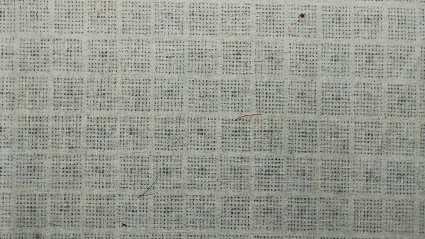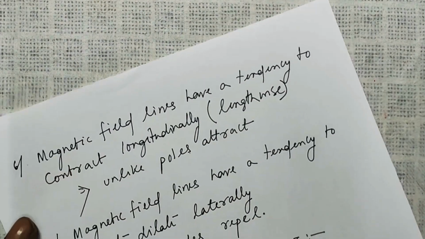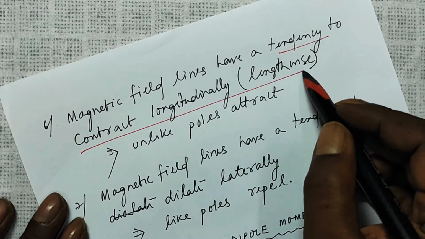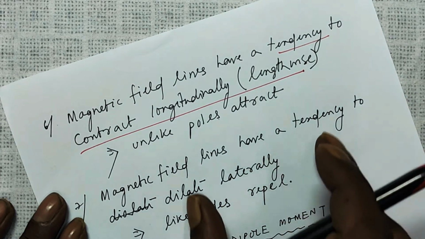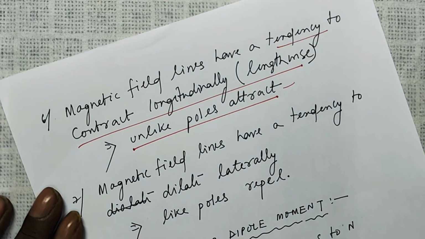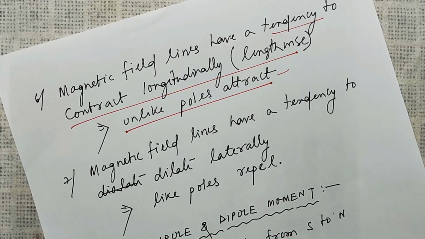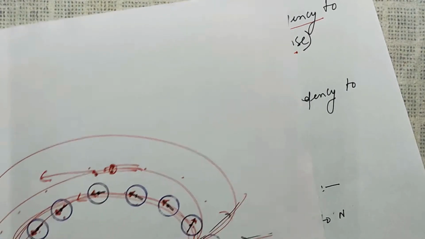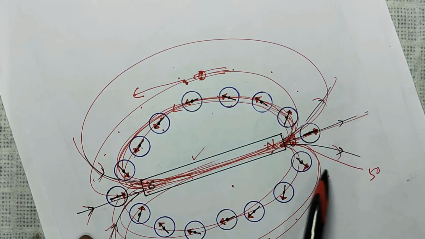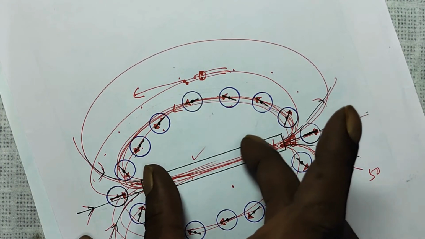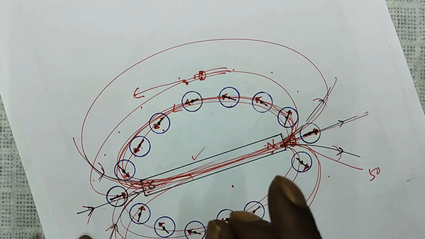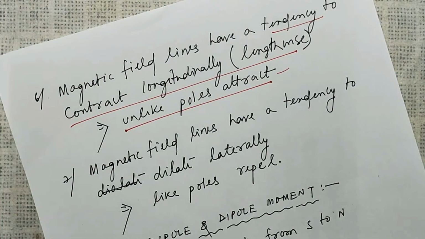Now, coming back to your sixth property, magnetic field lines have a tendency to contract longitudinally, which means lengthwise they try to shorten their length. That is the same thing as saying two unlike poles, that is a north pole and a south pole, attract each other. You can imagine from here, let us consider this line of force. This has a tendency to decrease its length. That is the same thing as saying a north and south attract each other. So that is the tendency.